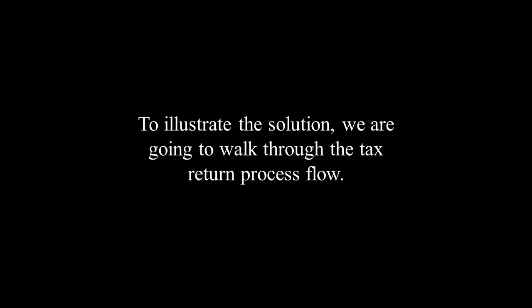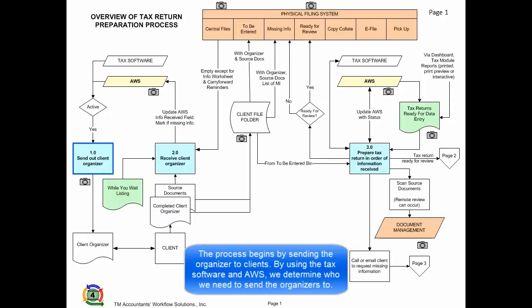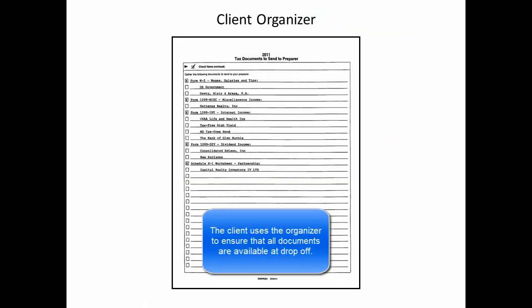To illustrate the solution, we are going to walk through the tax return process flow using all three parts. The process begins by sending the organizer to the clients. By using a combination of the tax software and AWS, we can determine who the organizers need to be sent to. Once the client receives the organizer, they will use it to ensure that all documents are available at the time of drop-off.